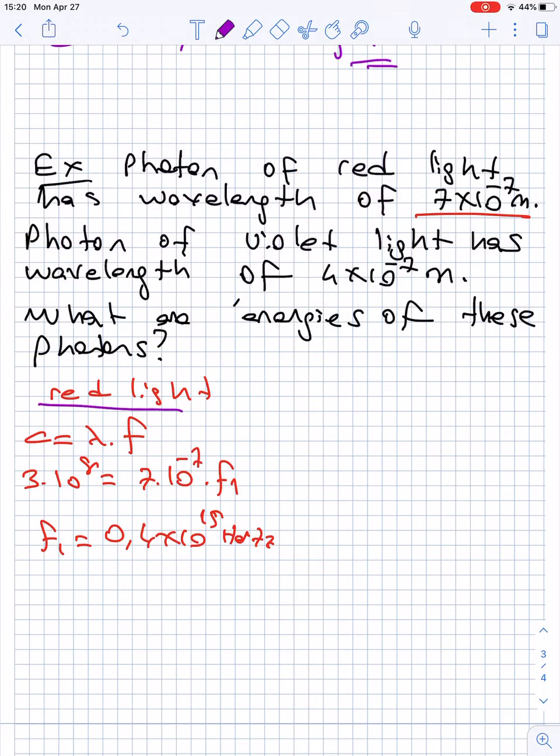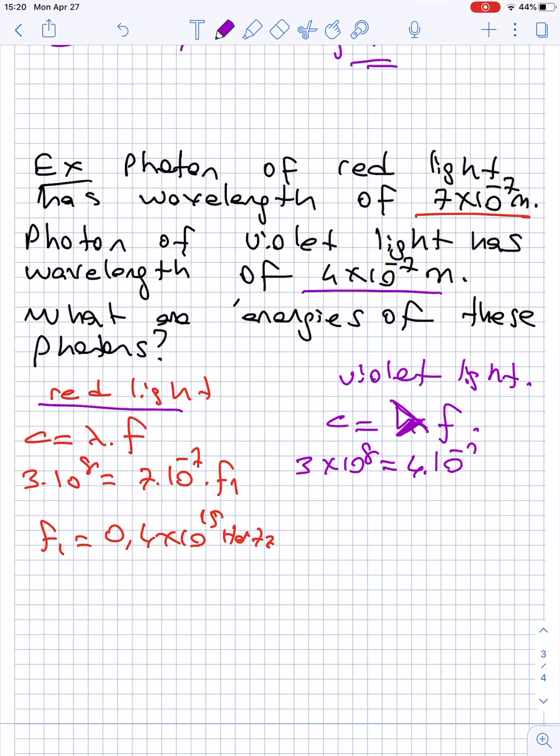This is red light. Now violet light. C is equal to wavelength multiplying frequency, 3 times 10 to the 8. The wavelength of the violet light I gave, 4 times 10 to the power minus 7, and the frequency for violet light. After calculating, my result is 0.75 times 10 to the 15 hertz.